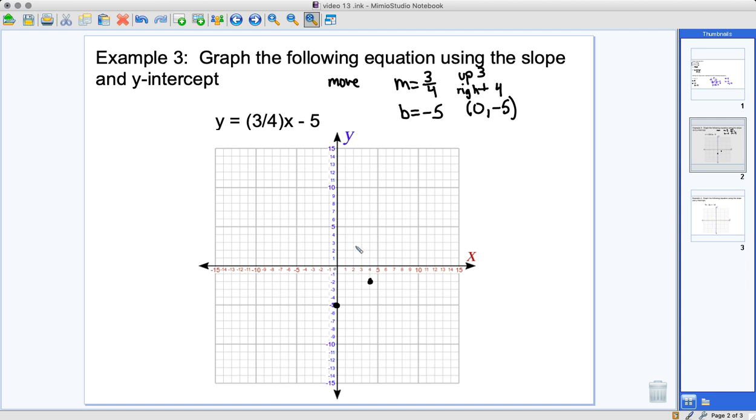And then you can keep going. Go up 3 again, 1, 2, 3, and right 4, 1, 2, 3, 4. You can create as many points as you want, but you for sure have to have 2, otherwise you can't make a line with just 1 point. You have to have at least 2 points.